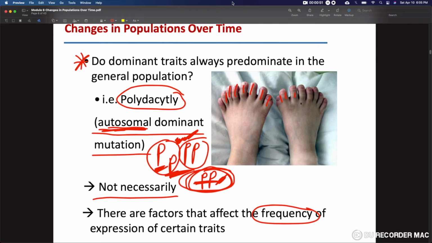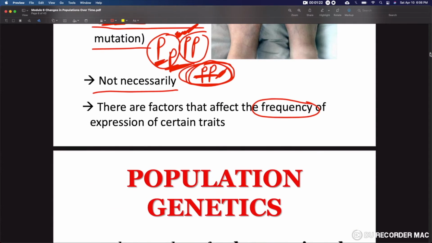It doesn't mean that an autosomal dominant character is always expressed, always present, or always predominating the population. It doesn't always mean that way, because there are certain factors that can influence the frequency of your genotype and phenotype in your population. It's not always about the dominance or recessiveness of certain genes. Remember that, okay? Moving on.